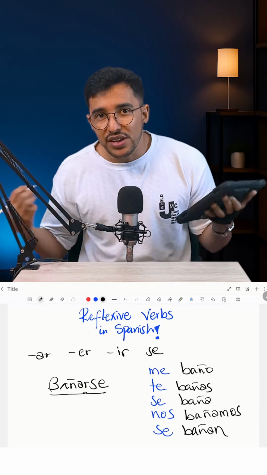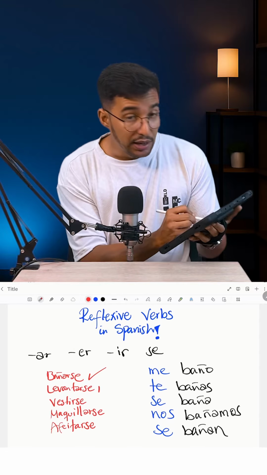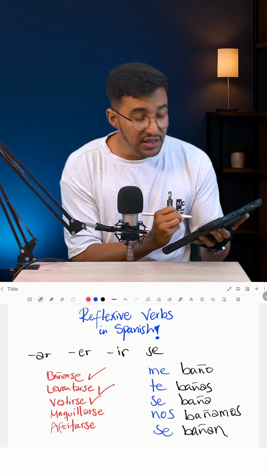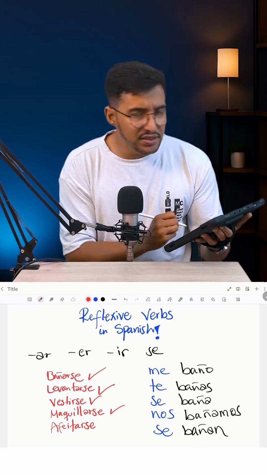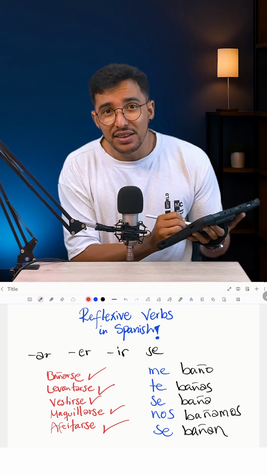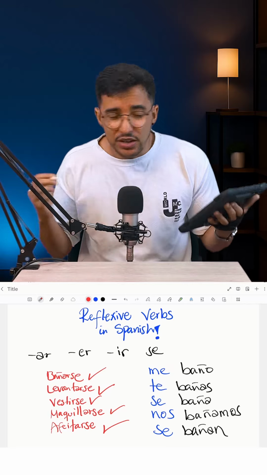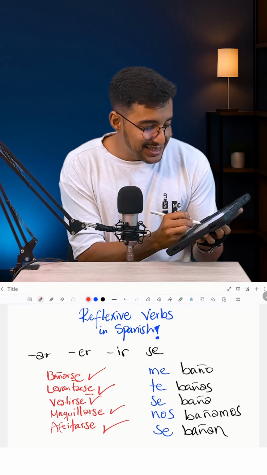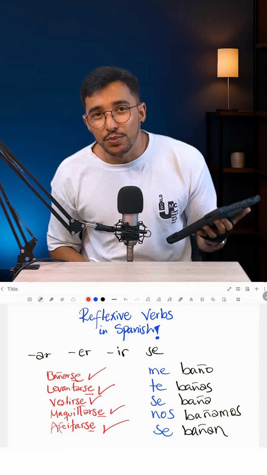So that's the process that you're gonna follow with verbs like levantarse, to get up, vestirse, to get dressed, maquillarse, to put on makeup, afeitarse, which is to shave, and all of the verbs that you find that ends with se. This is telling you that the verb is reflexive.